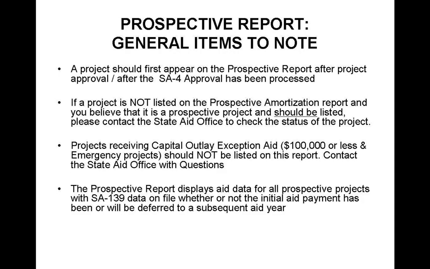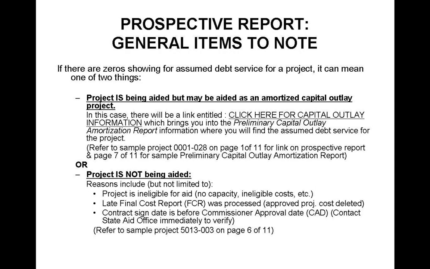Some more general comments to note regarding the prospective report. If there is zero showing for assumed debt service for a project, it can mean one of two things. The first thing is that the project is being aided, but it's being aided as an amortized capital outlay project. In this case, there will be a link entitled Click Here for Capital Outlay Information, which will bring you to that preliminary capital outlay amortization report, and that's where you'd find the assumed debt service for that project.